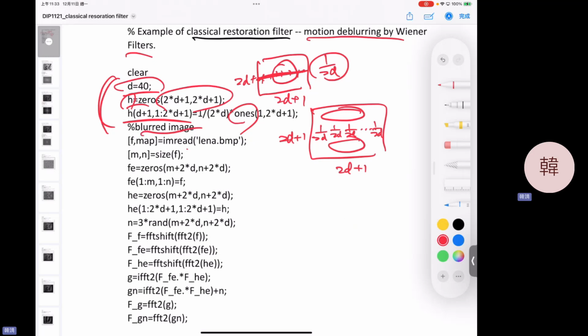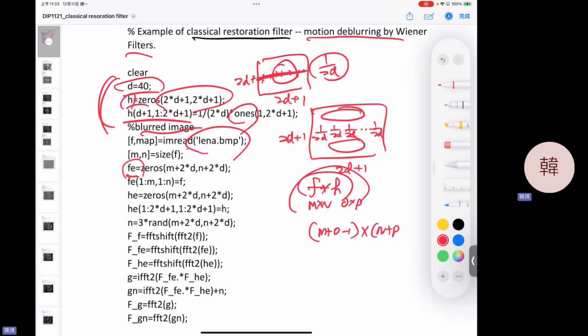Okay, blur image, how can we do that? Just give you a linear F E. F E is the extended image because we are going to do convolution, right? Convolution is F convolve H. So if this is M by N and O by Q, the result should be an image of size M plus O minus 1 by N plus Q minus 1.